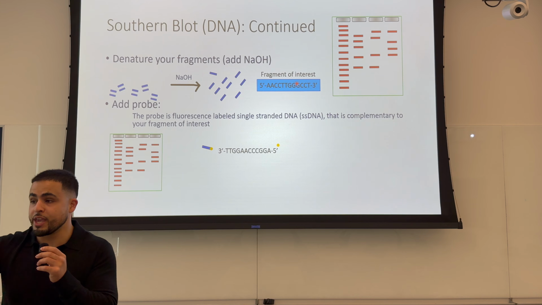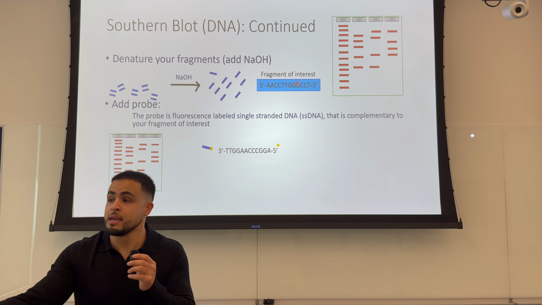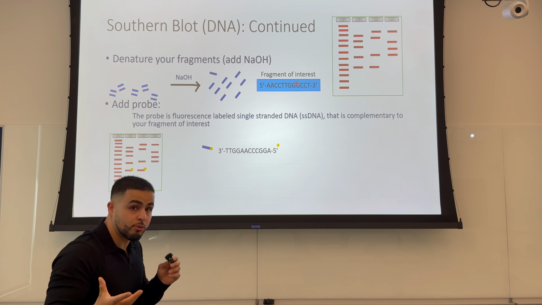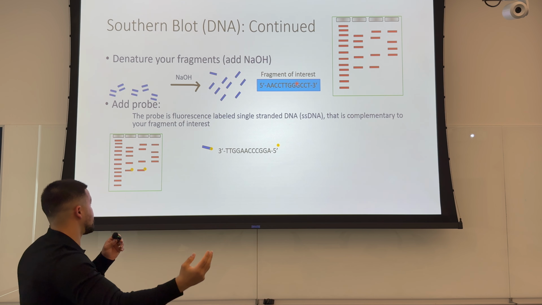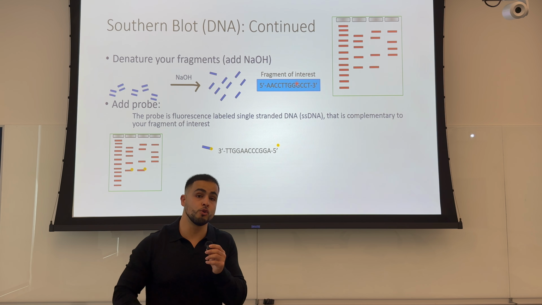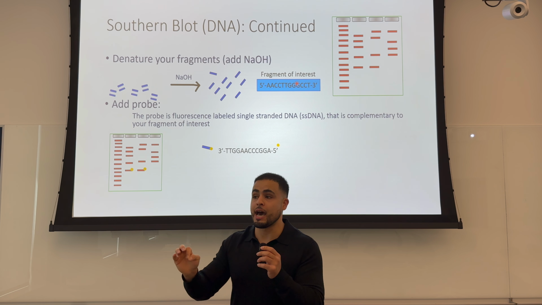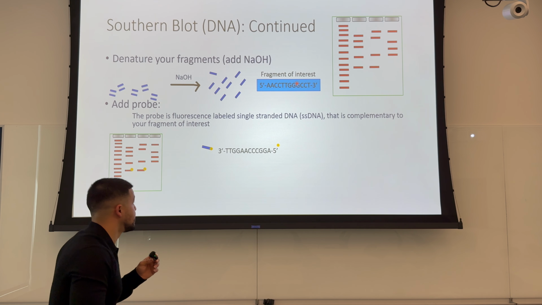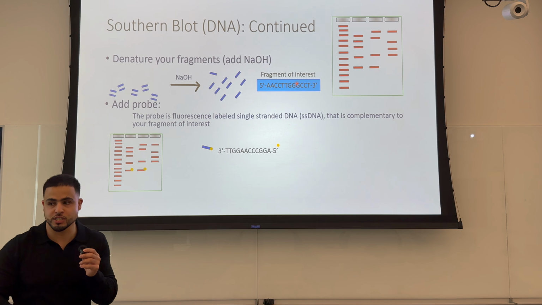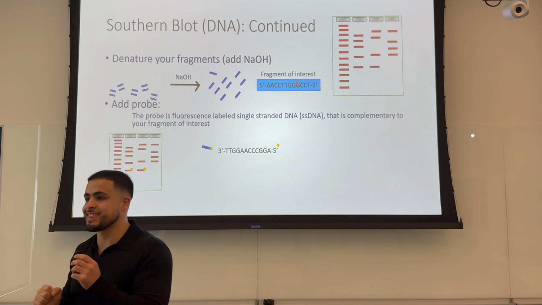Okay, so now we put the probe onto our membrane, and what you're going to notice is if it's present in your membrane, it's going to light up, and it indeed lights up in lane 1 and lane 2, and therefore lane 1 and lane 2 both contain our sequence of interest. And importantly, they contain it in equal concentrations because, as you can see, the bands are of the same thickness.